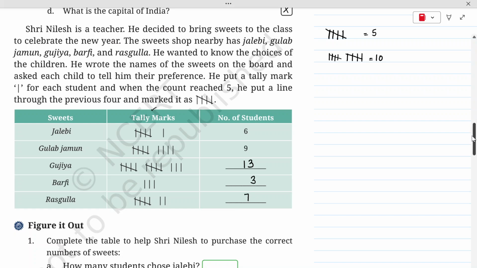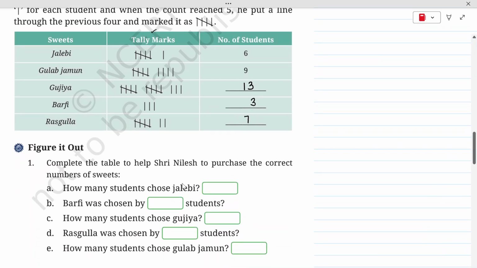Now let's go to the Figure it Out of this question. Complete the table to help Shri Naresh to purchase the correct number of sweets. How many students chose jalebi? We know that there were 6 students who chose jalebi, right? So for jalebi, we have 6 here. Then barfi was chosen by dash students. For barfi, we had 3 students only, right? How many students chose gujia? For gujia, we have the maximum number of students, that is 13. And rasgulla was chosen by dash students. For rasgulla, we had 7 students. How many students chose gulab jamun? It is 9, already given to us. So this is the Figure it Out of this.